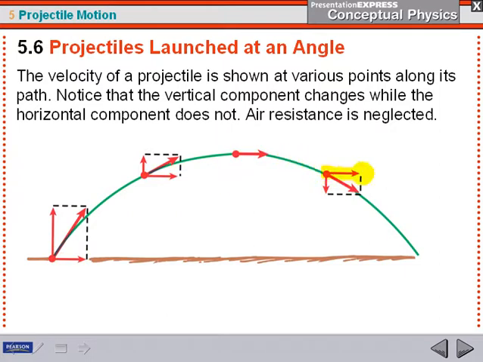Fourth one, notice the horizontal is the same, but now the ball is starting to descend, and now the vertical component is in the opposite direction, downward. And finally we get to the bottom. The horizontal component once again is the same. If you look, this vertical component here is the same magnitude as this one here, except it's in the opposite direction.